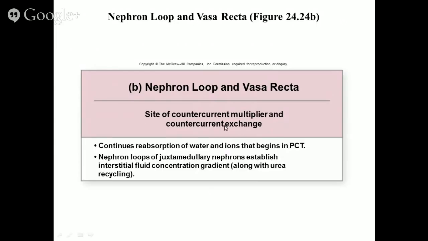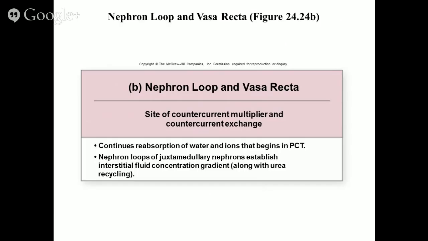The nephron loop and the vasa recta, which is a network of capillaries down there by the nephron loop, is the site of countercurrent multiplication and countercurrent exchange. Notice what it does. It continues to reabsorb water and ions that begin in the proximal convoluted tubule. And so basically what it's saying is, okay, if we need more sodium, we can get it back over here at the nephron loop. And if we need more water, we can get it at the nephron loop.